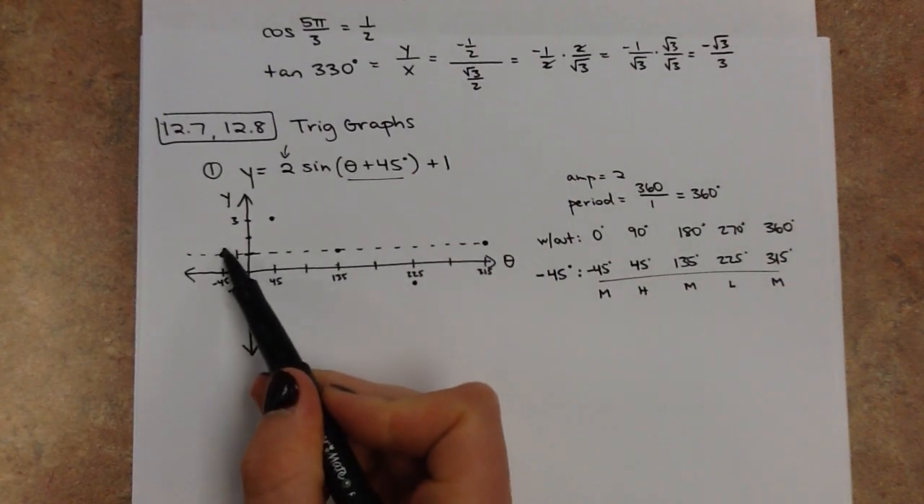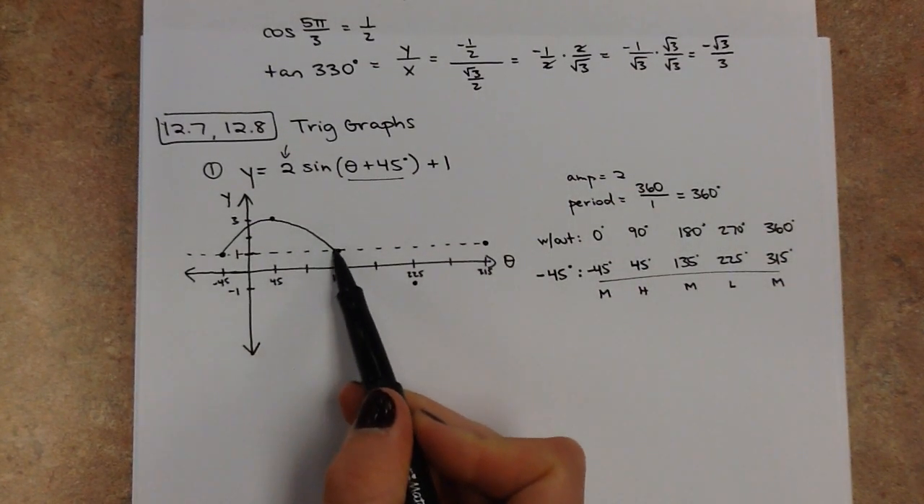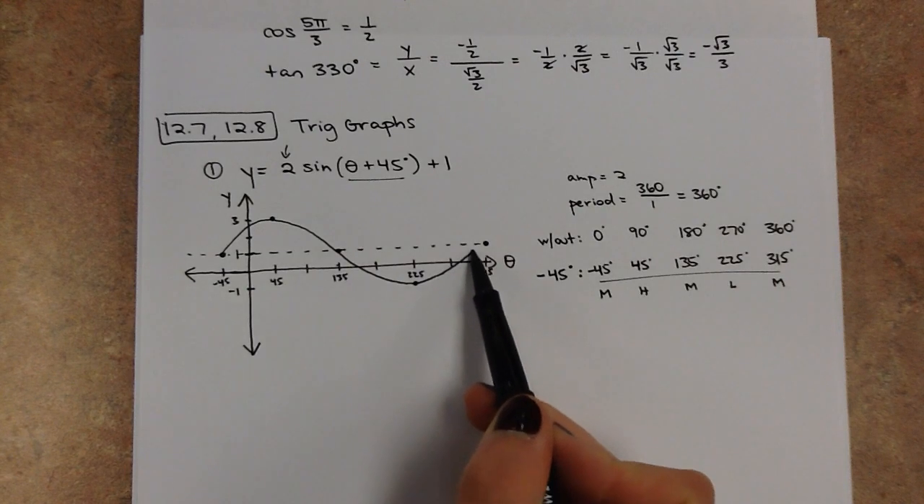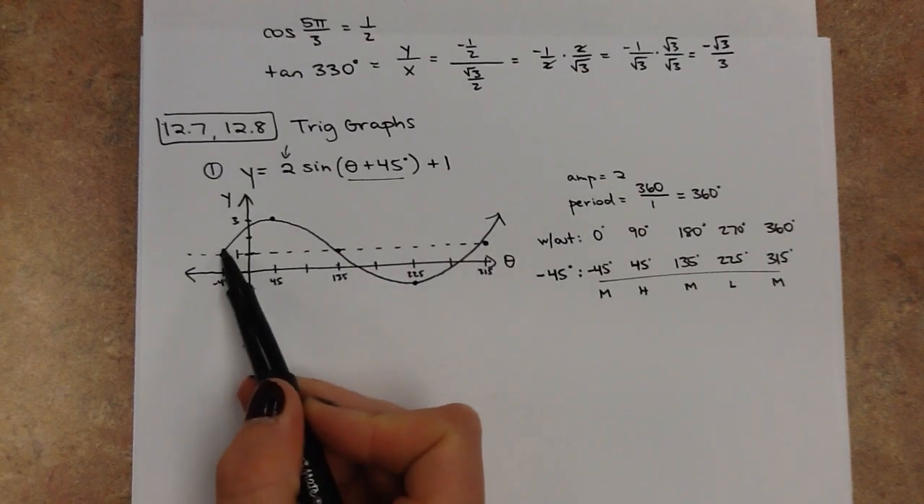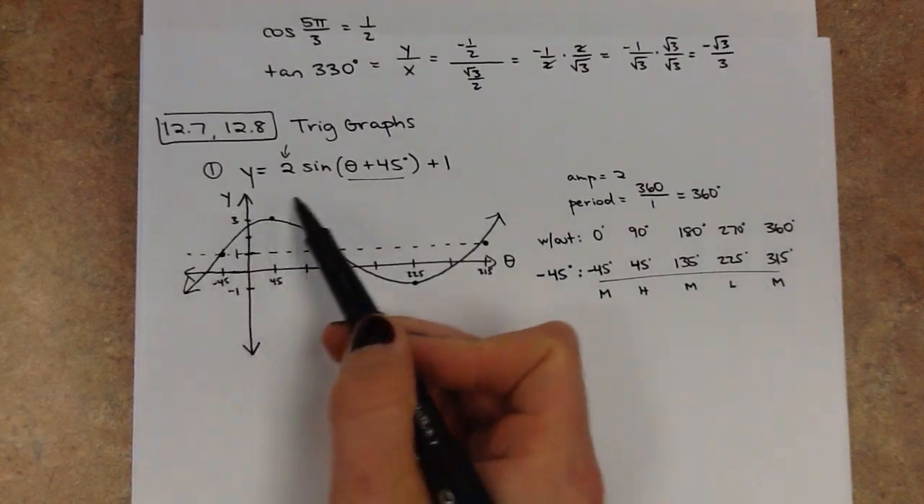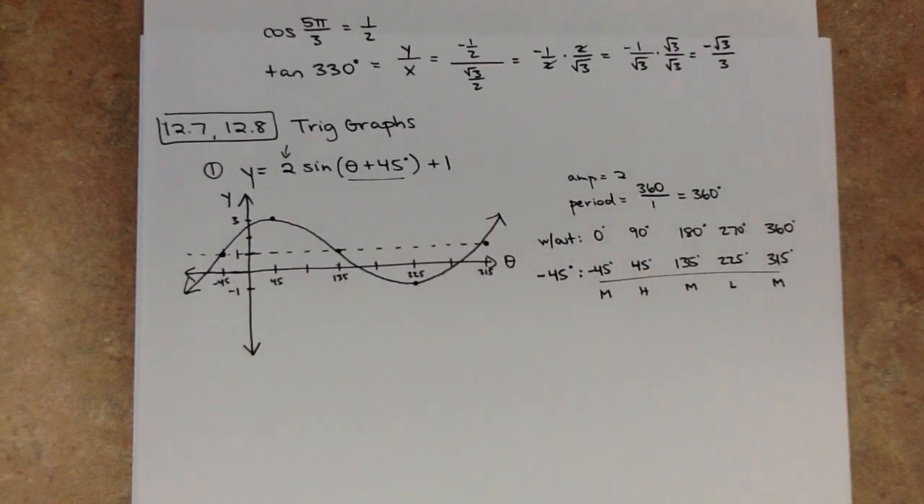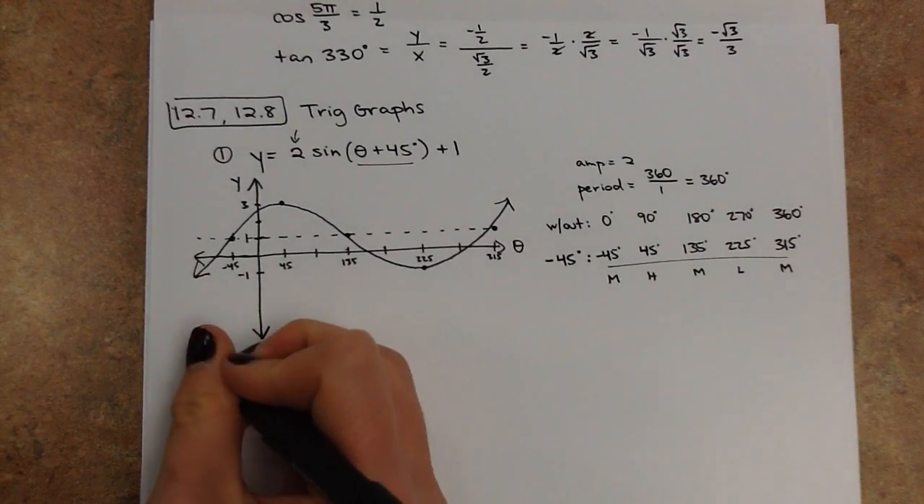Okay, so you sketch in one cycle of your sine graph, and make sure you're extending it on both sides so that you show the fact that, yes, it's periodic. It just keeps repeating itself over and over and over again. Okay, that's one. Let's look at a cosine graph.